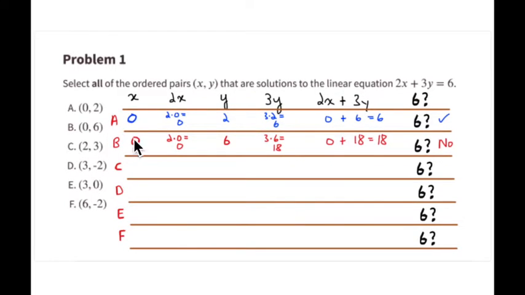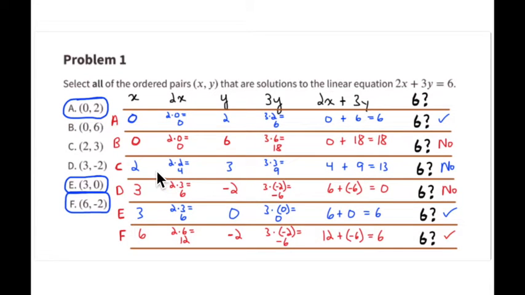So when x is 0 and y is 6, 2 times 0 is 0, 3 times 6 is 18, add them together, you get an answer of 18. Again, I'm doubling x and tripling y, adding them together, and getting an answer of 18, which is not 6. So this is not a point on the line that is the graph of this equation.